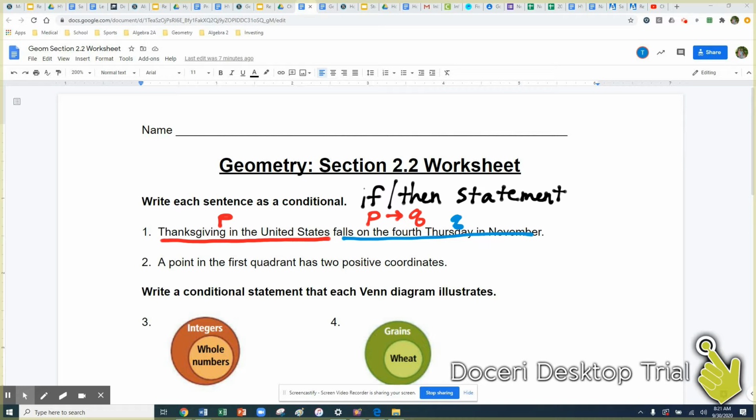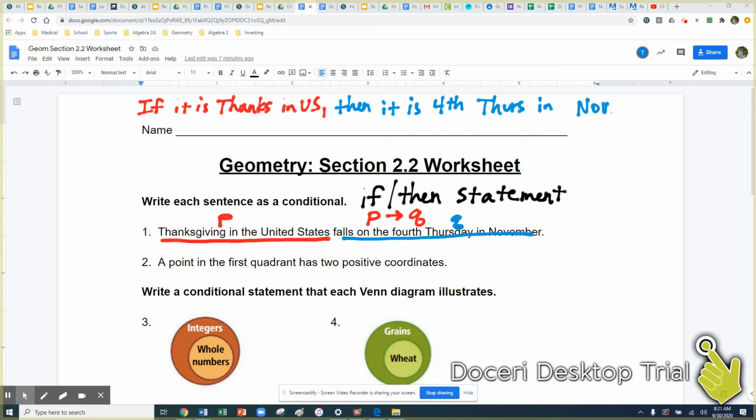So I'm going to say, if it is Thanksgiving in the U.S., I'm going to just abbreviate that. If it is Thanksgiving in the U.S., then it is the fourth Thursday in November. So there could be my if-then statement. If it's Thanksgiving in the U.S., there's my hypothesis part, the first part. Then it is the fourth Thursday in November. There would be my conclusion.